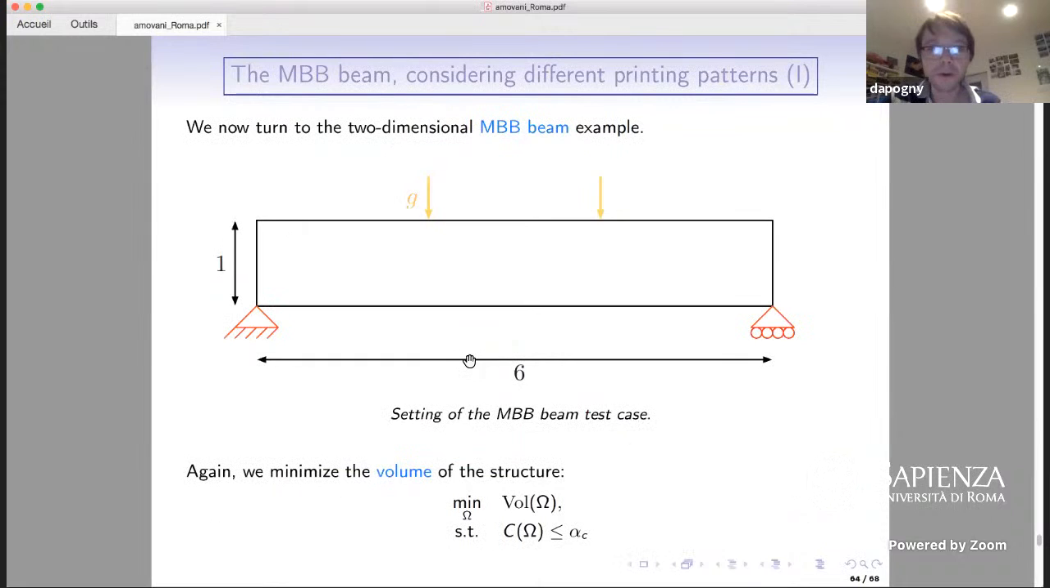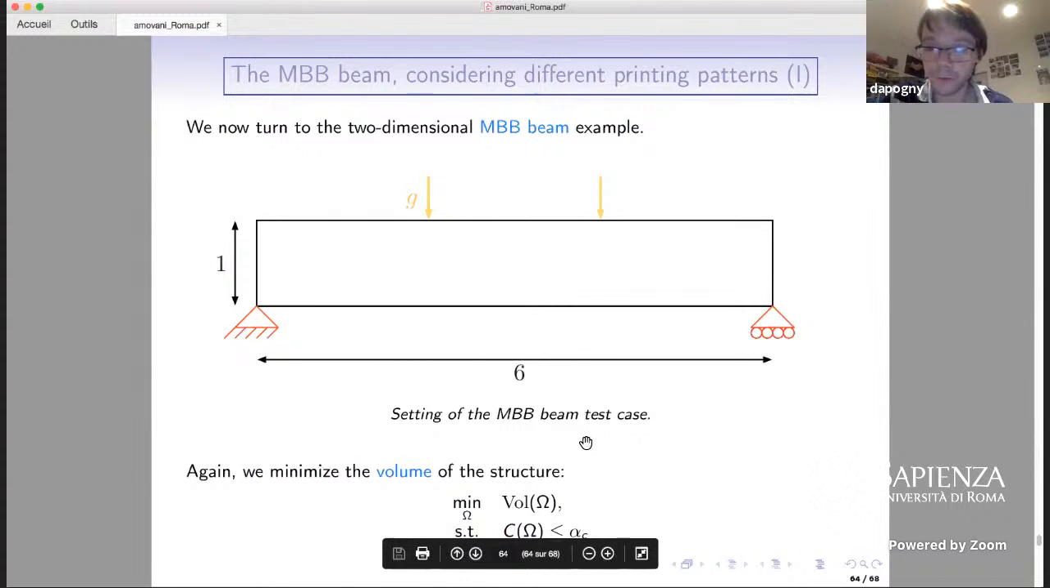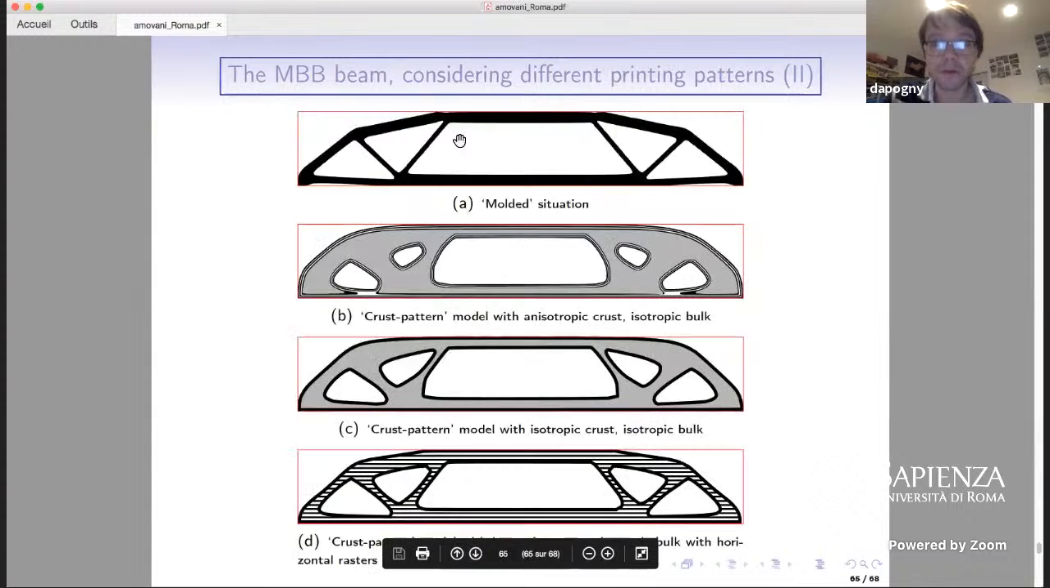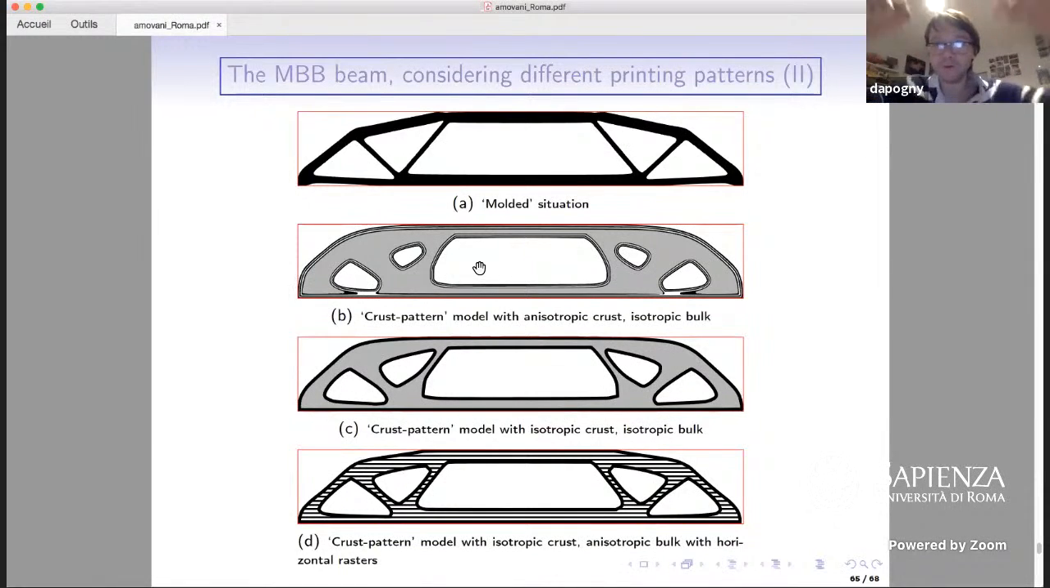One final example is that of a 2D MBB beam. It's more or less the same example as I presented in the first case on the overhang issue, but in this case we have two loads which are given here. We try to minimize the volume of the shape with respect to a constraint on the compliance. And here is what we obtain in the molded situation, if the shape were produced with reference material properties everywhere; in the case where the crust is anisotropic and the bulk is isotropic; in the case where the crust is isotropic and the bulk is isotropic; in the case where the crust is isotropic and the bulk is anisotropic, with the direction of the rasters shown here. And we see that the shape tends to expose the fibers on the upper side here to resist bending due to the application of the two loads on the upper side.